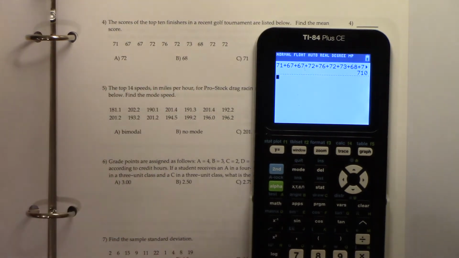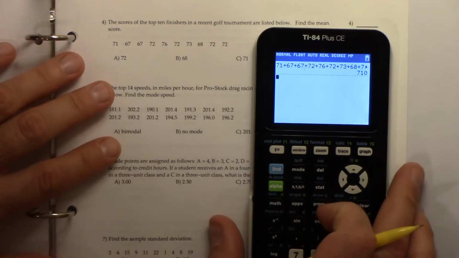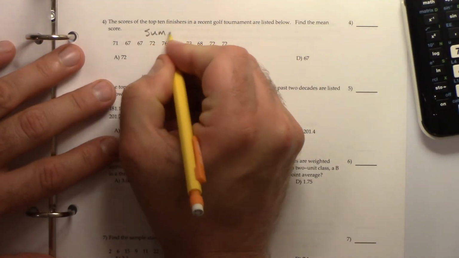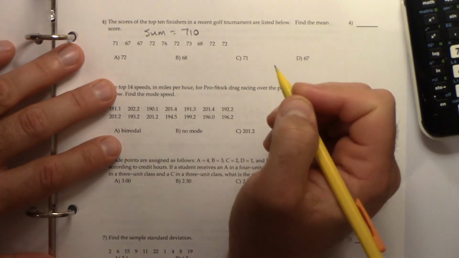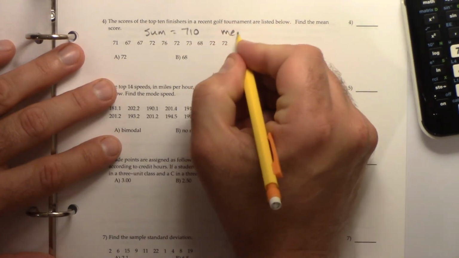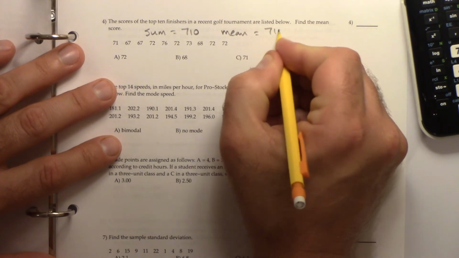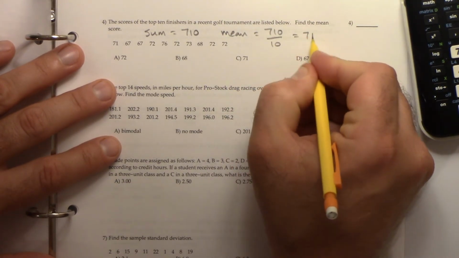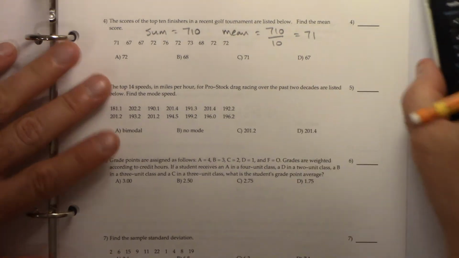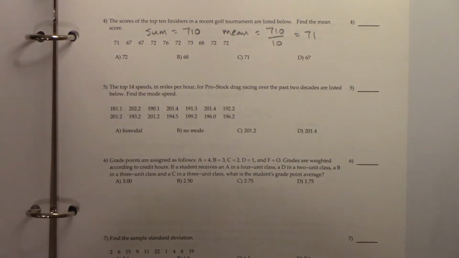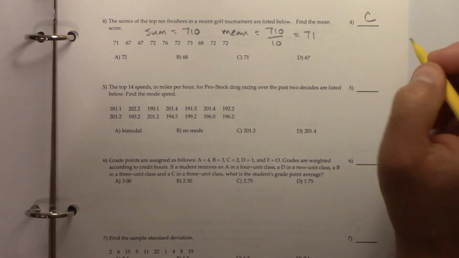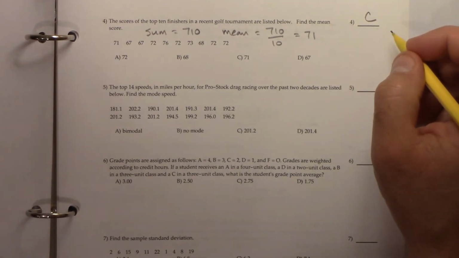So when I add that together, I get a sum of 710. So if my sum is equal to 710, then the mean, I just take that 710 divided by the number of entries, which is 10, and that gives me a mean of 71. So this is option C. And like I said, for me, I don't even think it was worth it to put it into the calculator in my list, because all they asked me to do was find the mean.